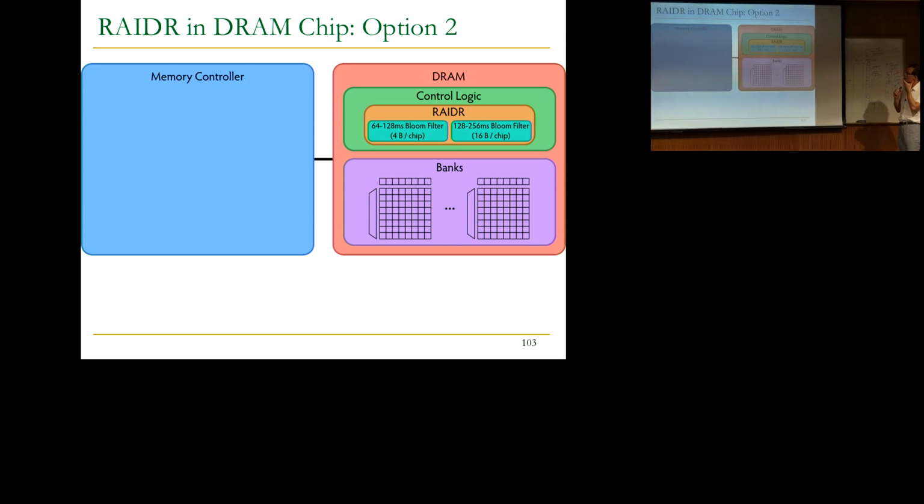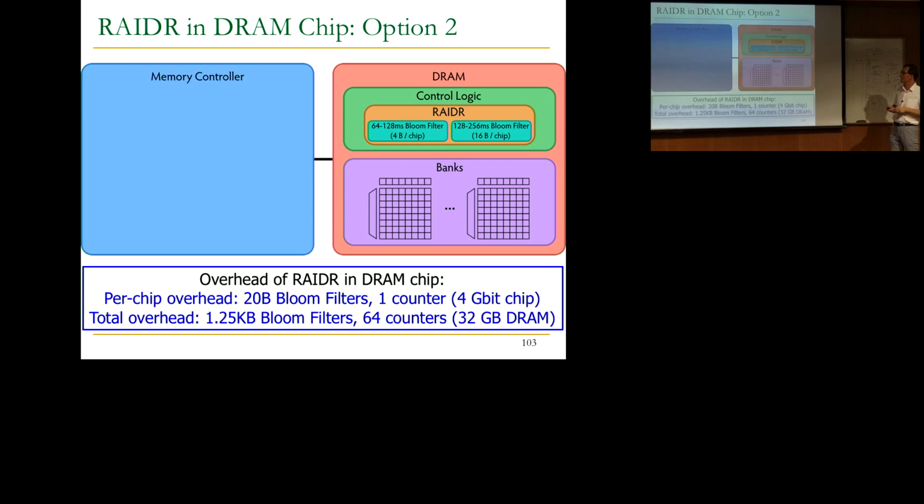You could also put it into DRAM. Basically, if DRAM manufacturer somehow figures out the retention time of rows, DRAM manufacturer can embed a radar-like mechanism inside the DRAM. And whenever the memory controller issues a refresh command, the DRAM itself figures out what to refresh and what not to refresh. And the overhead is like this. But this may require some change to the interface if you want to really take advantage of this.